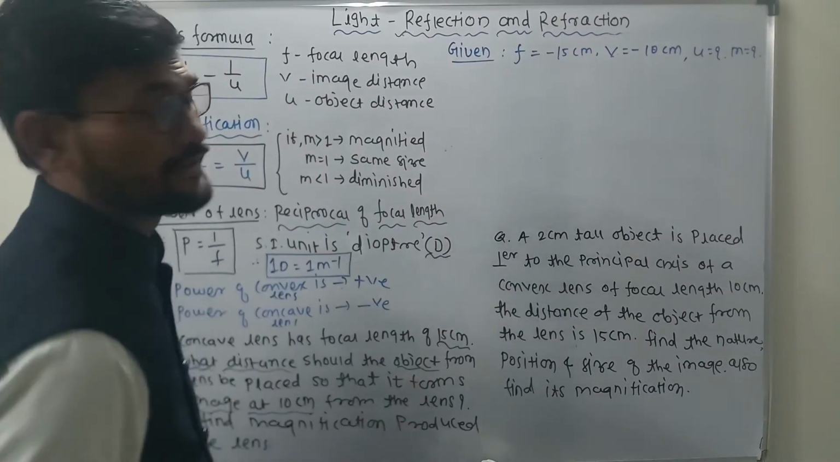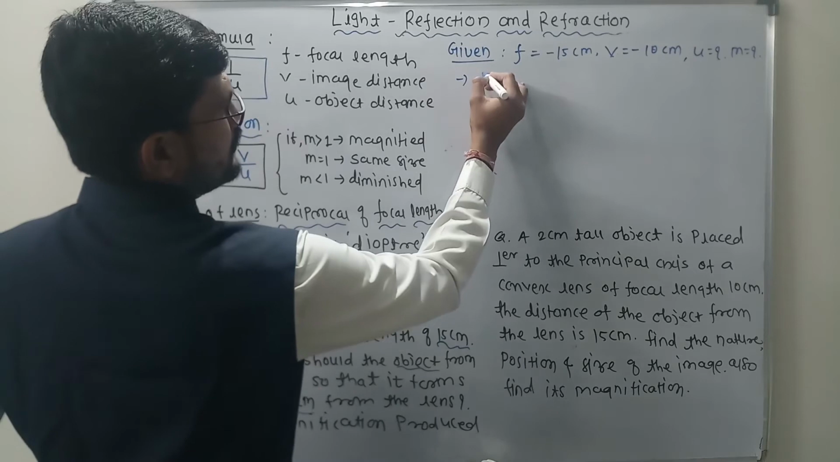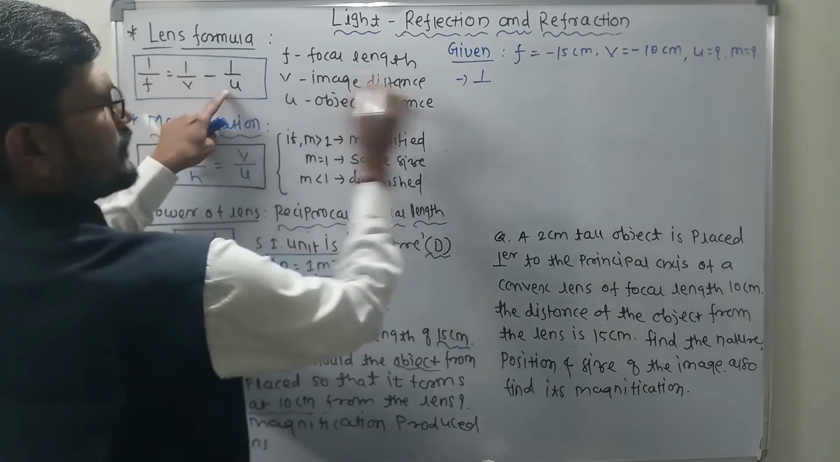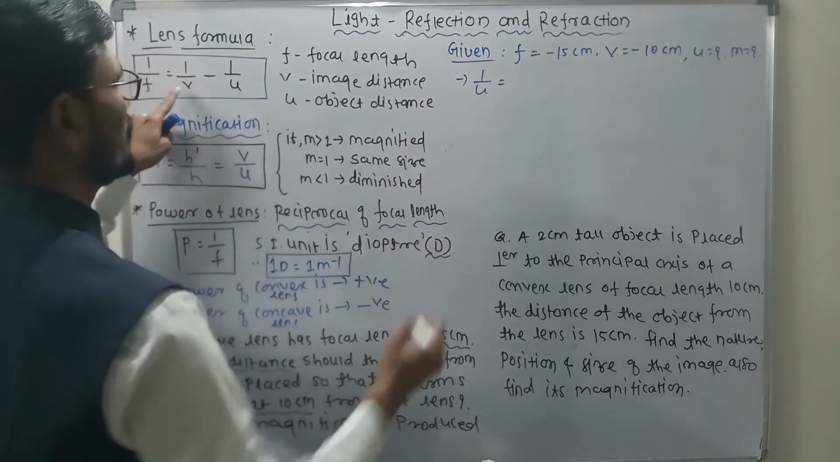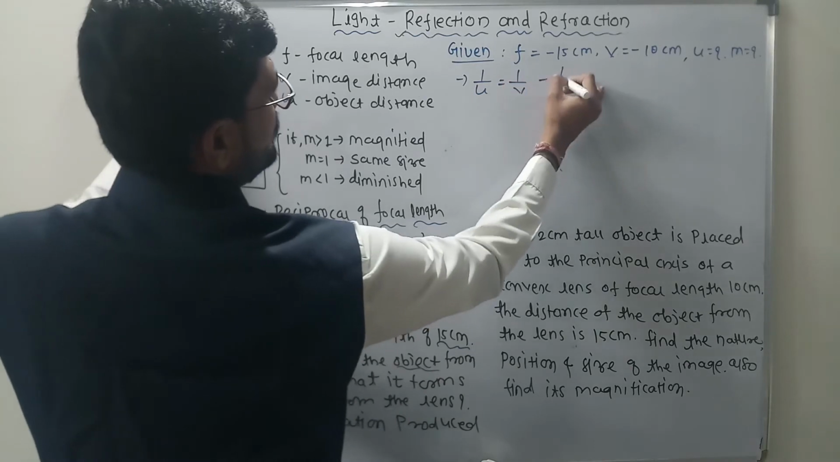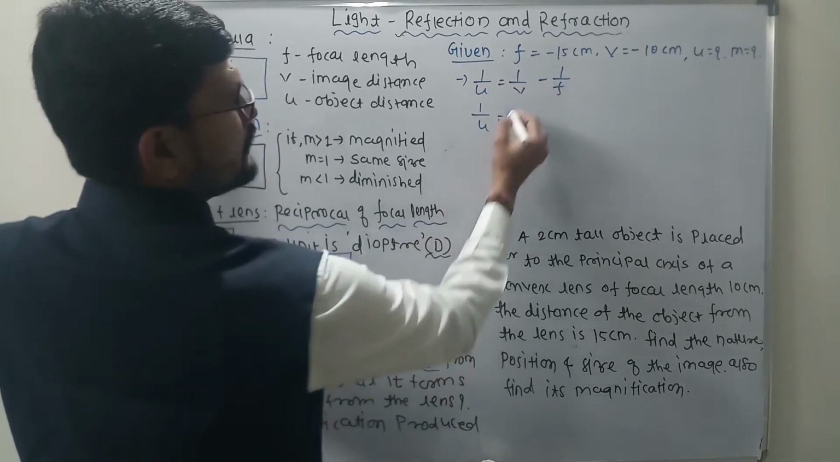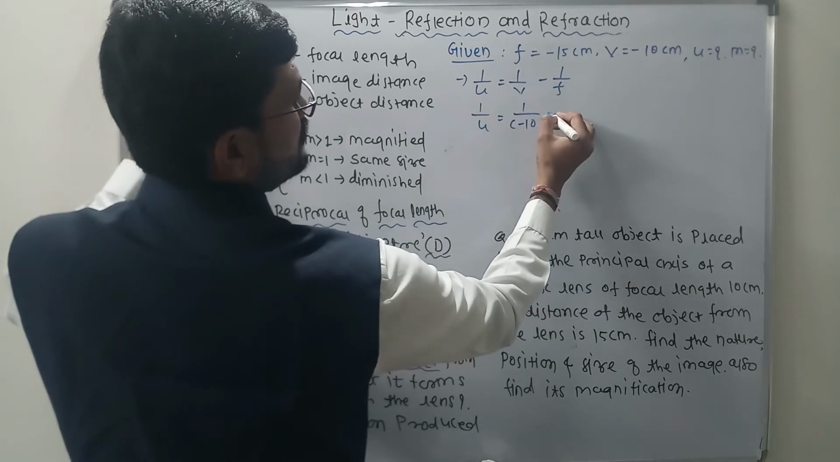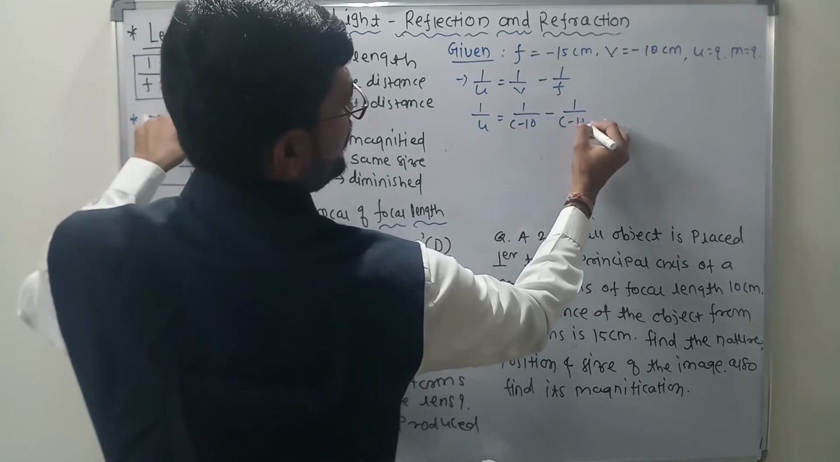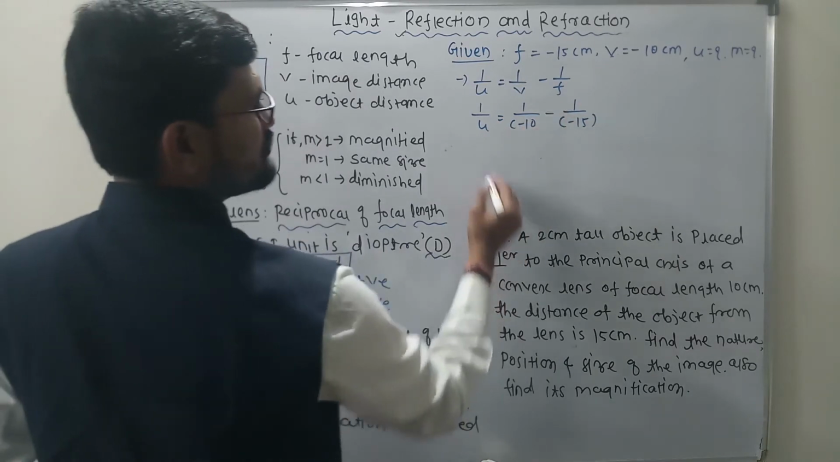Okay, so this is the given formula. 1 by u is equal to 1 by v minus 1 by f. Clear? So 1 by u is equal to, what is v? Minus 10. And minus 1 by f is what? Minus 15. So this minus minus becomes plus.